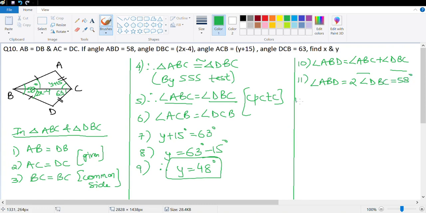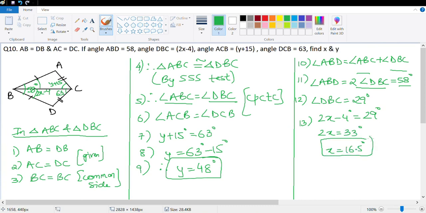What this means is angle DBC is equal to 29 degree. Yes, 58 degree divided by 2, that's 29 degree. The value of angle DBC is given equal to 2x minus 4. So 2x minus 4 degree is equal to 29 degree. 2x is equal to 33 degree. X is equal to 16.5 degree.